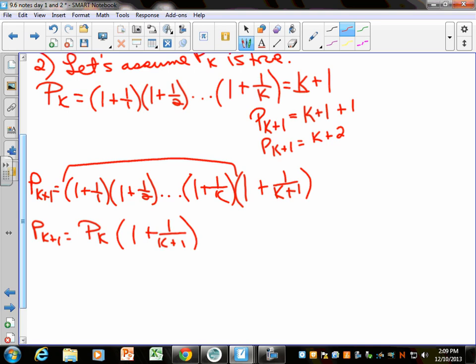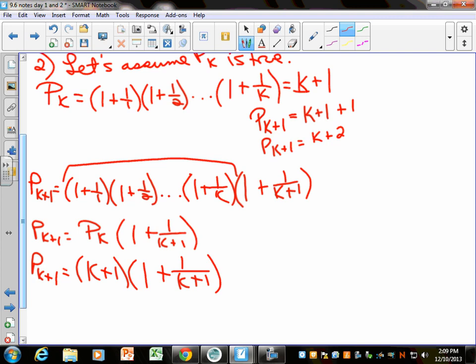P sub k is what we wrote out first. Go all the way down. Do we know what p sub k adds up to? It adds up to k plus 1. So I can replace this with k plus 1. And all that's left is the algebra to make that work out.